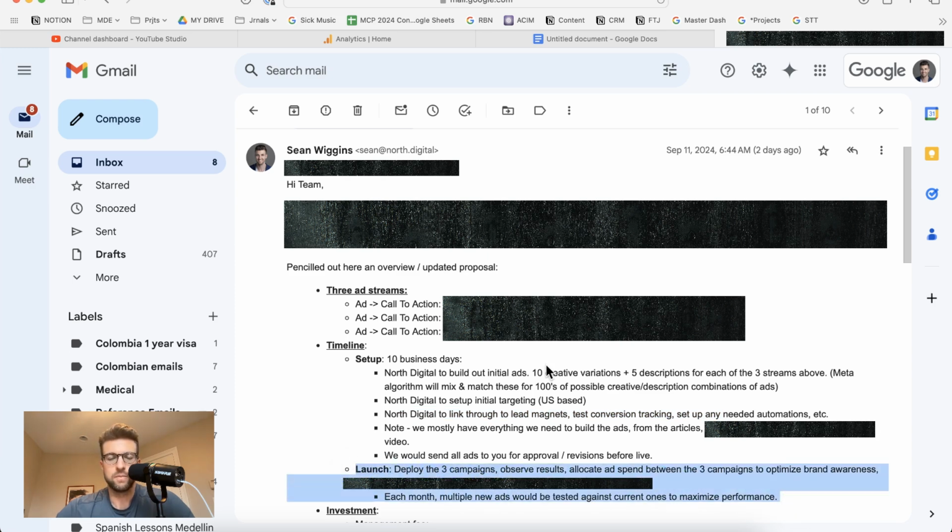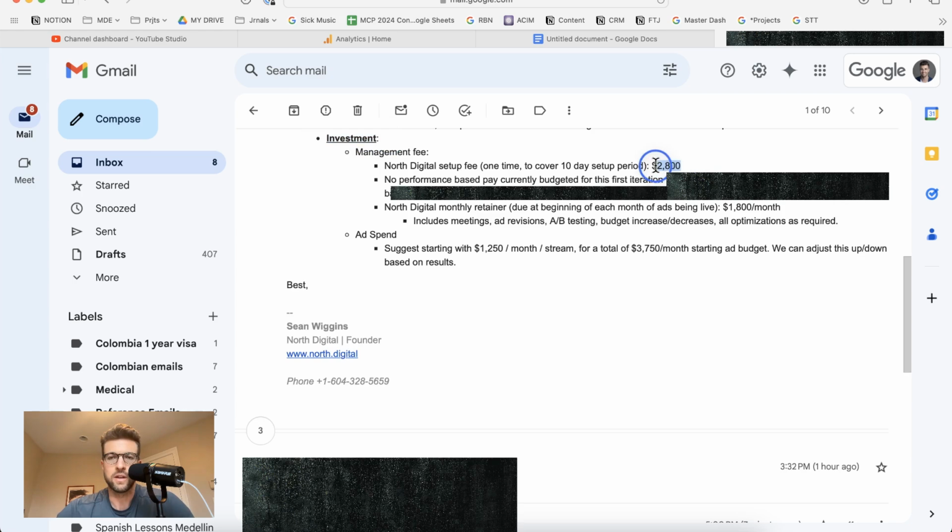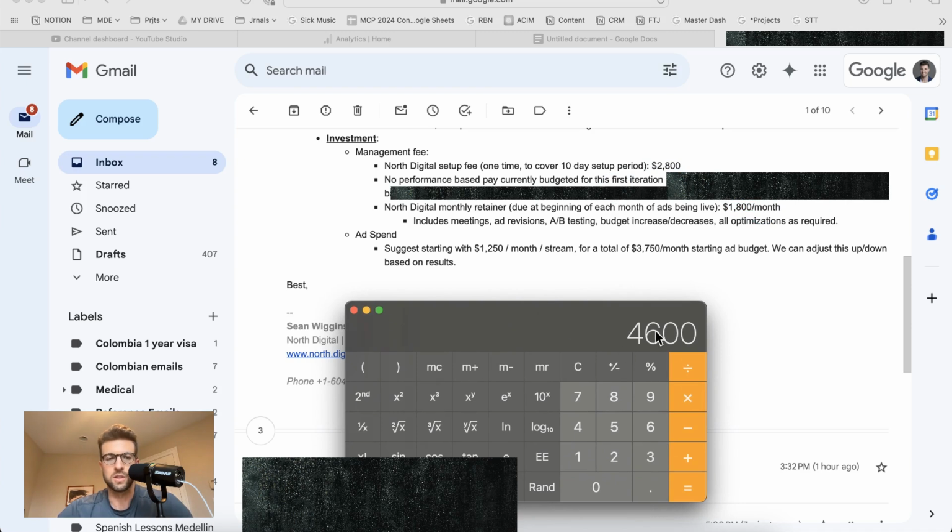And if we scroll down to the investment, I'm charging $2,800 for the setup phase, and then $1,800 per month for the ongoing monthly service. And we're suggesting an ad spend of $3,750 per month. So this is a pretty good initial payment because there's $2,800 that comes in, and then 10 days later, we also charge them $1,800 for the first month's management fee. So this is a total of $4,600 upfront-ish, and then $1,800 a month recurring on the back end.